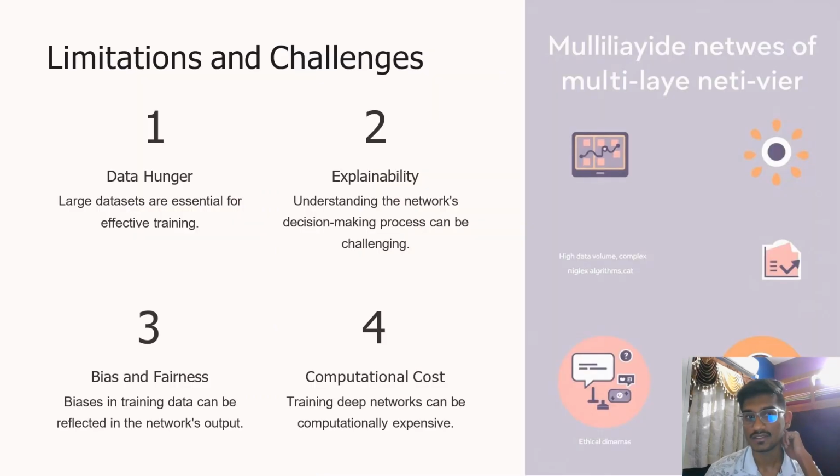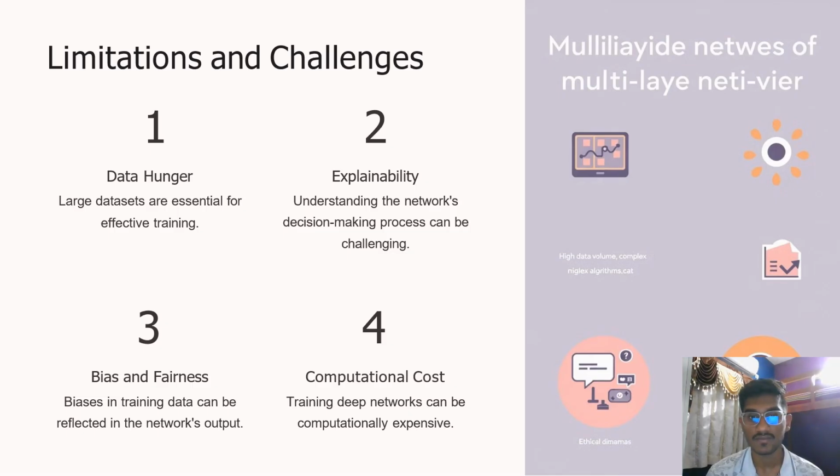limitations and challenges. The first one is data hunger. Larger data sets are essential for effective training. Then explainability, bias and fairness, and computational cost. So the first one is data hunger, that is for every neural network a large amount of data is required. Only then can you make sure that the trained model is capable of learning and replicating the things present in the data, either classification or recognition or regression, etc.